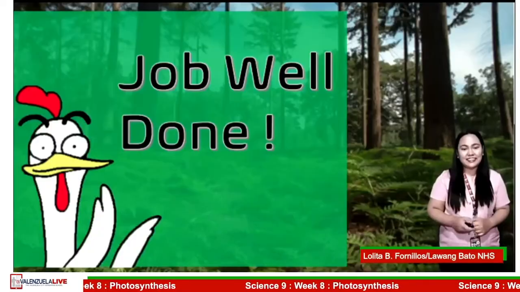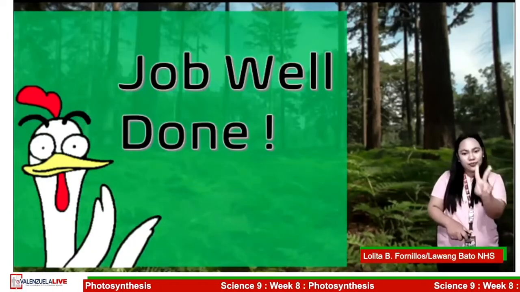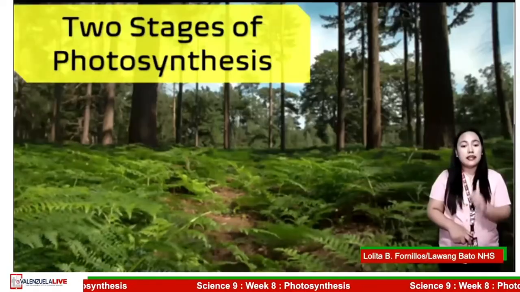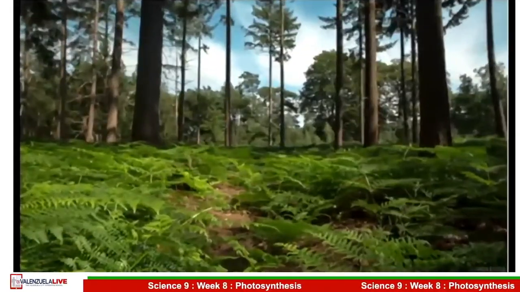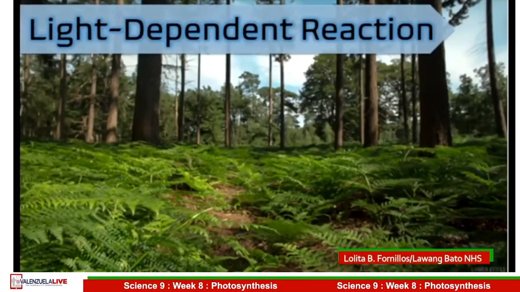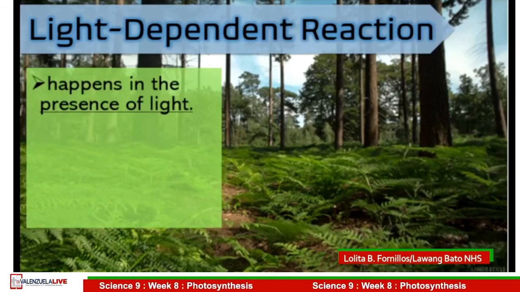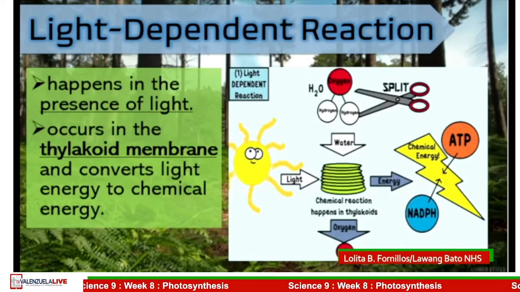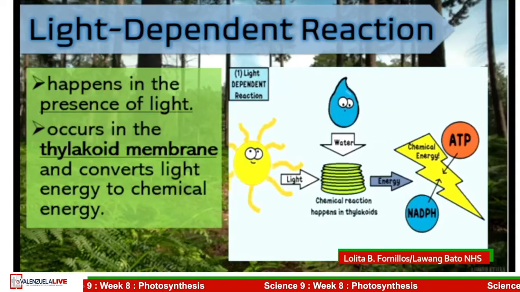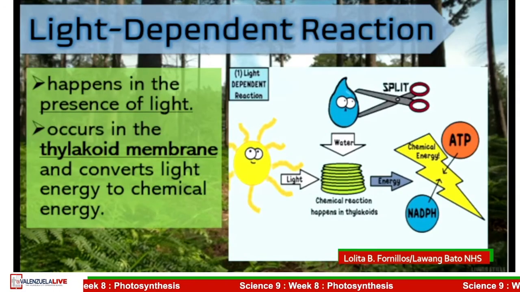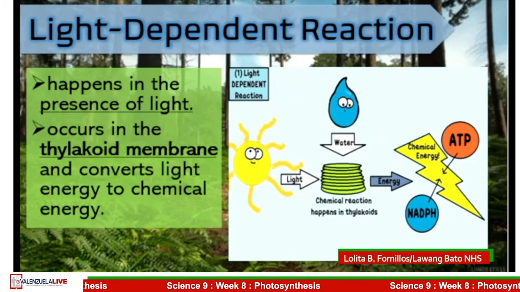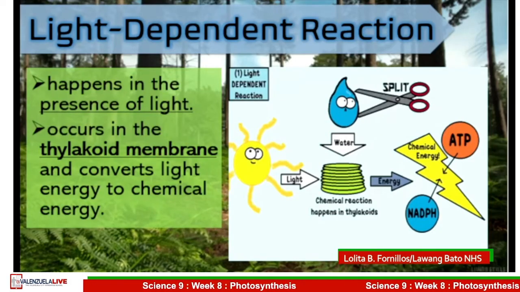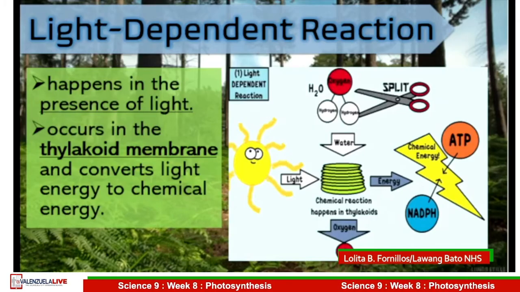Job well done, students! Now, let us discuss the 2 stages of photosynthesis, the light-dependent and light-independent reactions. The light-dependent reaction happens with the presence of light. It occurs in the thylakoid membrane and converts light energy to chemical energy. The raw materials used in the light-dependent reaction are light and water. The products of this reaction are oxygen, ATP, and NADPH.